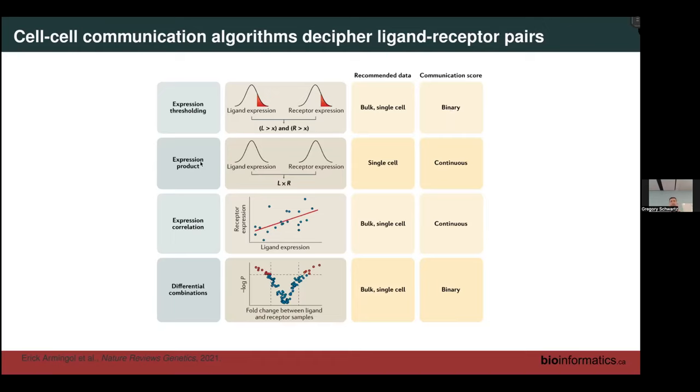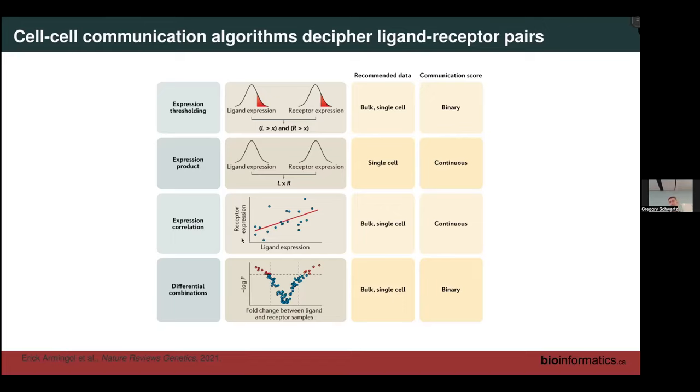But you could also have an expression product by just multiplying these values together. This is actually nice because it controls for cases where you have an extremely high receptor gene expression, but zero for your ligand expression. Then your overall expression product will be zero. It's not communicating at all. So that's nicely controlled for. This is a continuous function.